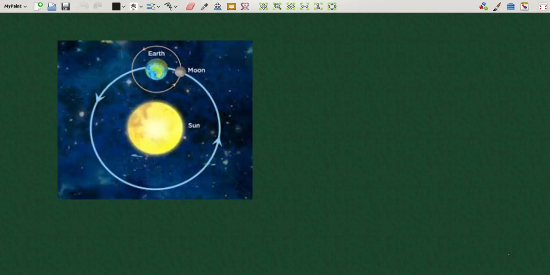This is the final example of periodic motion. You can see here the earth is revolving around the sun, and the moon is also revolving around the earth. This is also periodic because after a particular time the moon completes its circular motion, because the moon again and again repeats the same motion after a particular time interval. That's why the motion of the moon around the earth is also periodic motion.